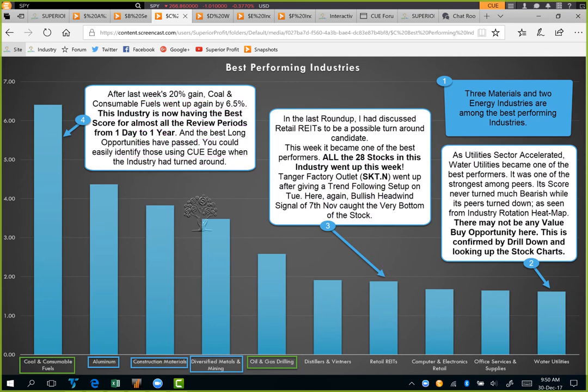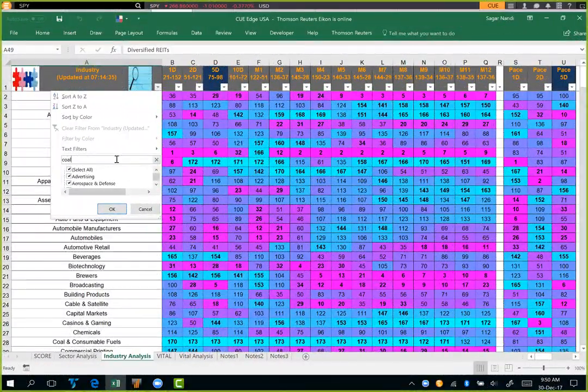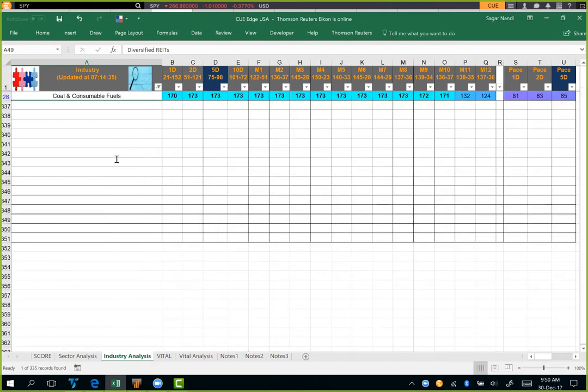Let's look at coal and consumable fuels on QH. We can filter for coal and consumable fuels, and we can see that it is strong now for almost all the review periods, cyan, all throughout. So we can immediately infer that the best opportunities to take long have passed long time ago. Now it may be too late to try to enter long trades, at least bottom catching long trade opportunities.